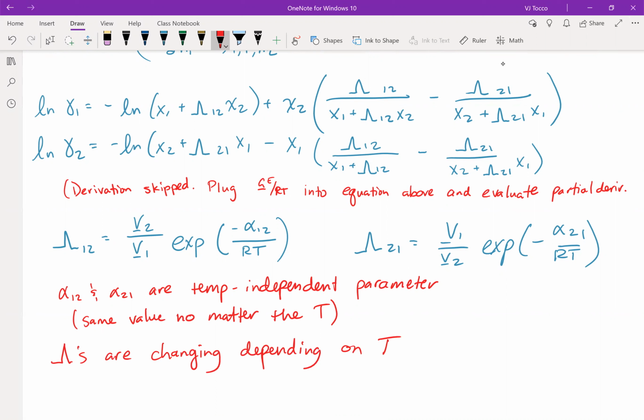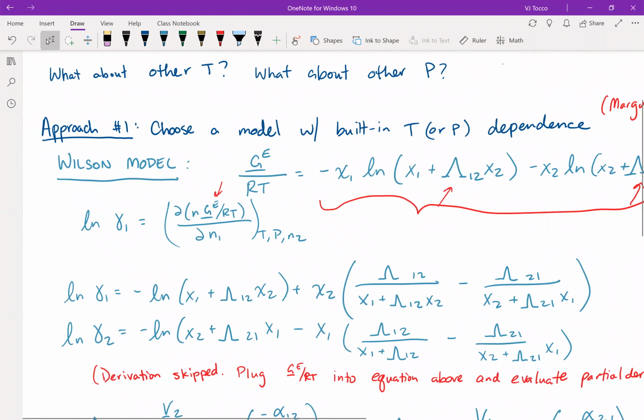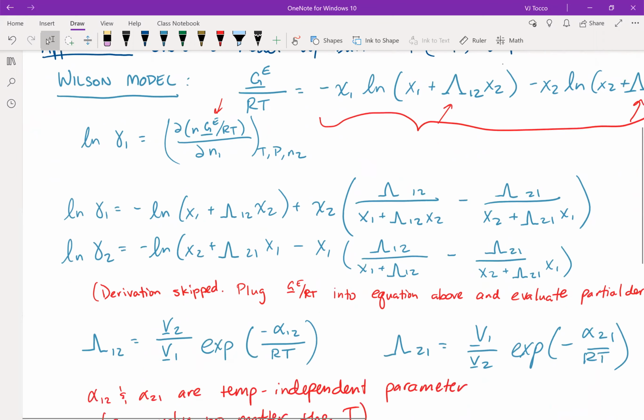So if you do an experiment at one temperature and you figure out what the lambda is, you can use this expression to figure out what the alpha is. And then when you change the temperature, you use that same alpha, you update the temperature there to find the new lambda 1,2 and the new lambda 2,1, and then you plug it into your model. So once again, that is approach number 1, which is when you're doing the modeling, you simply choose a model that has a built-in temperature dependence to it.